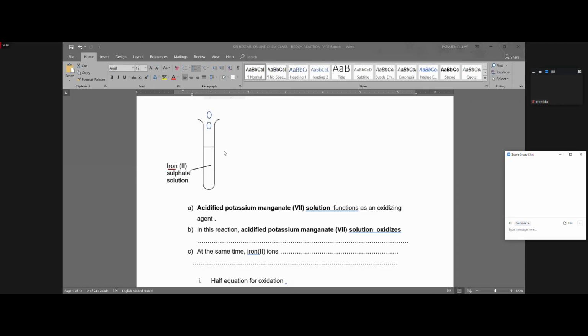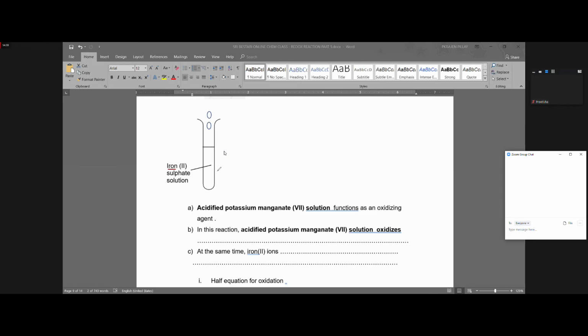Oxidizes iron sulfate solution? Oh, no, cannot. It's only the iron 2 that is going to be oxidized to iron 3. So you must put it. Not the sulfate. Sulfate doesn't play a role. Try again. Oxidizes iron 2 ions to become what? Oxidation means plus 2 becoming what? Plus 3, isn't it?